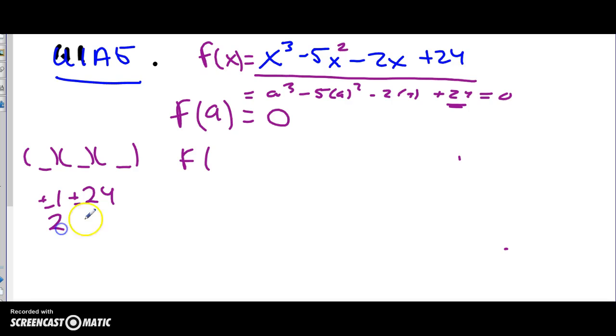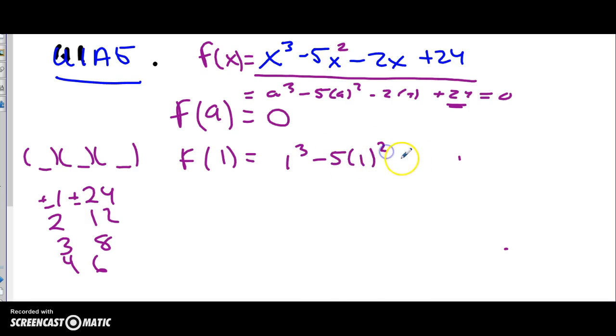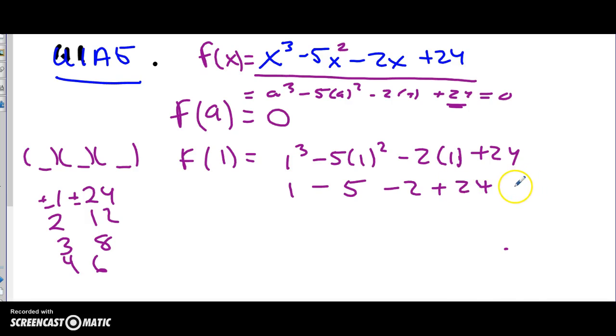So those are two factors, 2 and 12, 3 and 8. 24's got a lot, 4 and 6. So what you want to do is just start trying, and I'd start with 1, sub that in, and see if I get 0. So let's try with 1 here. If I work this out, that's 1, subtract 5, subtract 2, plus 24, and so I know that this is not a factor. X minus 1 is not a factor.